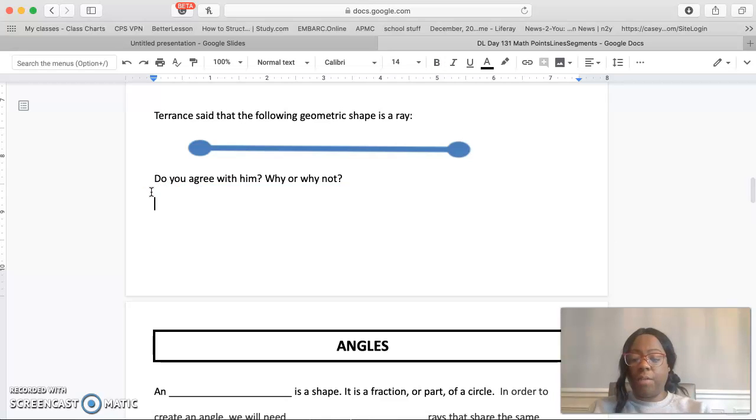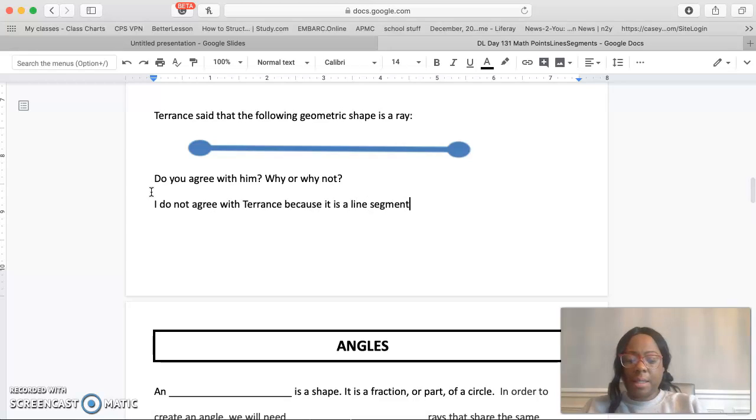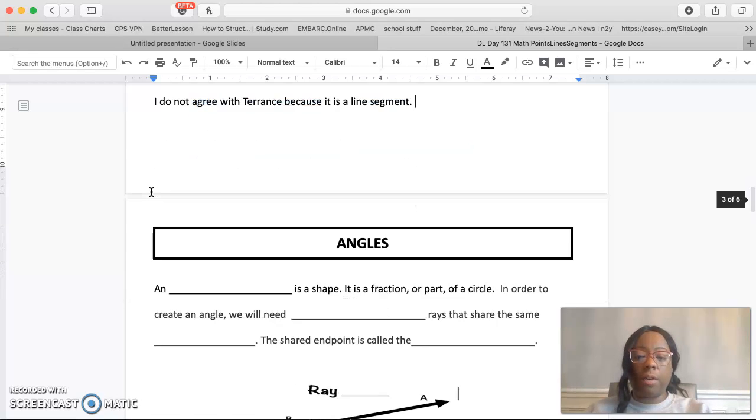Let's figure this out. I know that a line segment has an end point on each end. This kind of looks like that. So I'm going to write, I do not agree with Terrence because it is a line segment. We know that a ray has one ending point and one end that goes on forever.